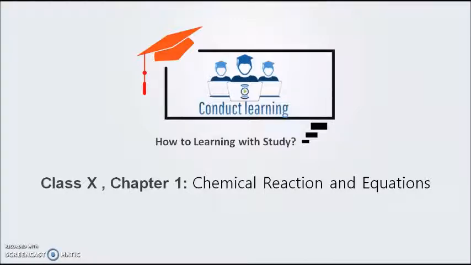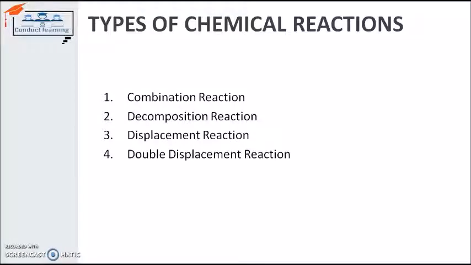So after that we will continue with the next topic, which is the types of chemical reactions. There are different types of chemical reactions that can happen. First is a combination reaction, another is a decomposition reaction, third is a displacement reaction, and fourth is a double displacement reaction.